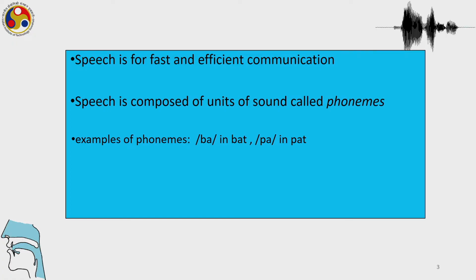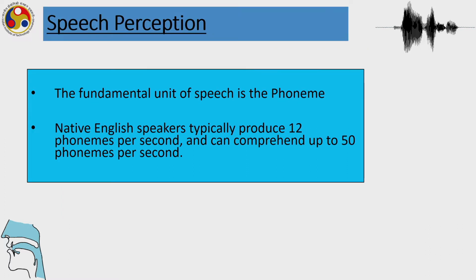So, as we have seen in the three units before this, speech is for fast and efficient communication, and speech is composed of units called phonemes. So, ba, pa are two phonemes in, suppose, any language, or bat and pat in English. The fundamental unit is generally considered to be the phoneme. Native English speakers typically produce 12 phonemes per second and can comprehend up to 50 phonemes per second. So, this is a very fast rate of recognition as well as production.